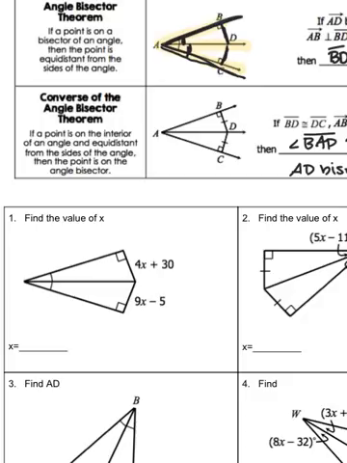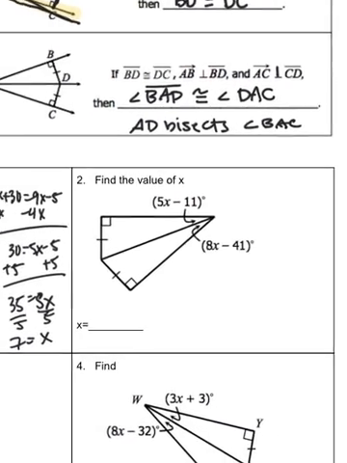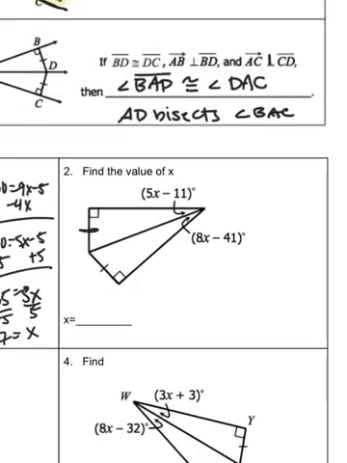All right, number 1 says find the value of x, so 4x plus 30 equals 9x minus 5. We're going to subtract 4x, and we get 30 equals 5x minus 5. Add 5, 35 equals 5x. Divide by 5, x equals 7. Right, 2. So since this is congruent, we can set these equal to each other.